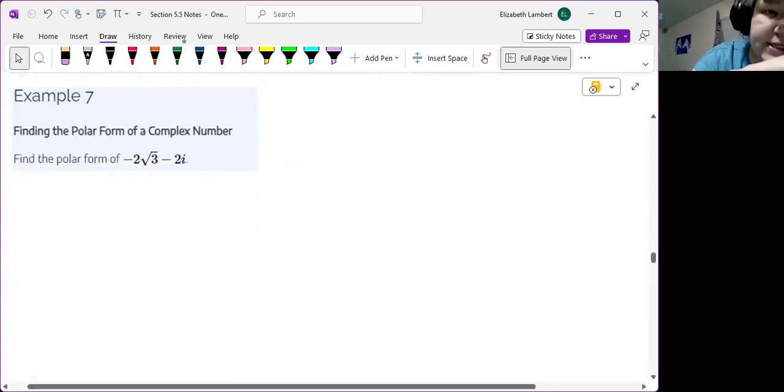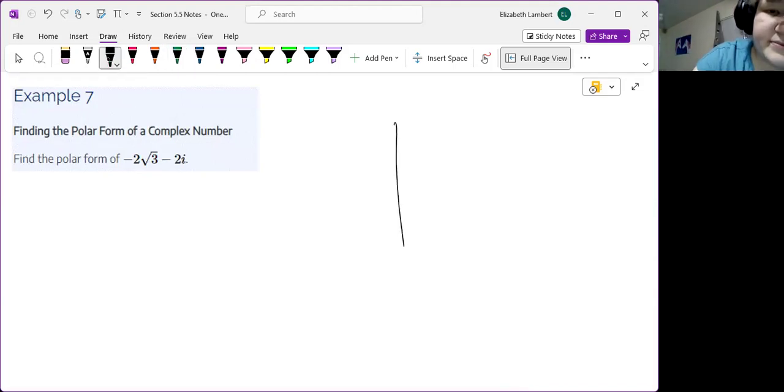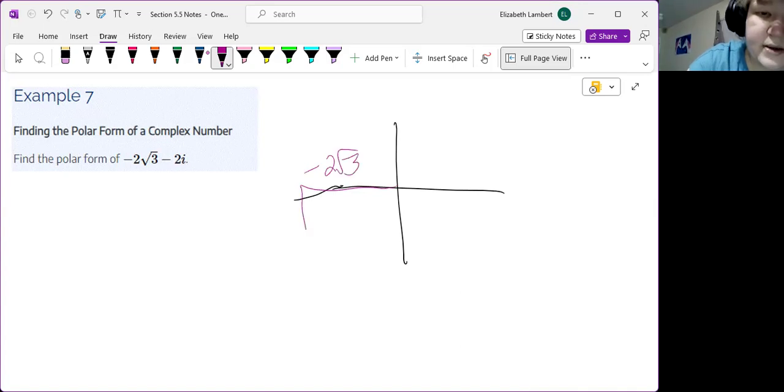All right, another one with a square root of 3. Is it going to be the 30 or the 60? I know I'm just ruining things, aren't I? All right, so -2 square root 3, -2i. One side's a number, the other side is the number times the square root of 3. This is a 30, 60, 90 alongside here, so this is a 30-degree reference angle. The whole thing is 210, which is 7 pi over 6.